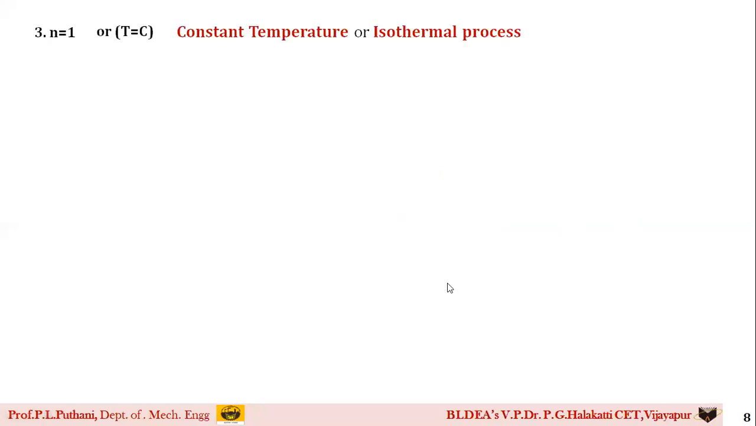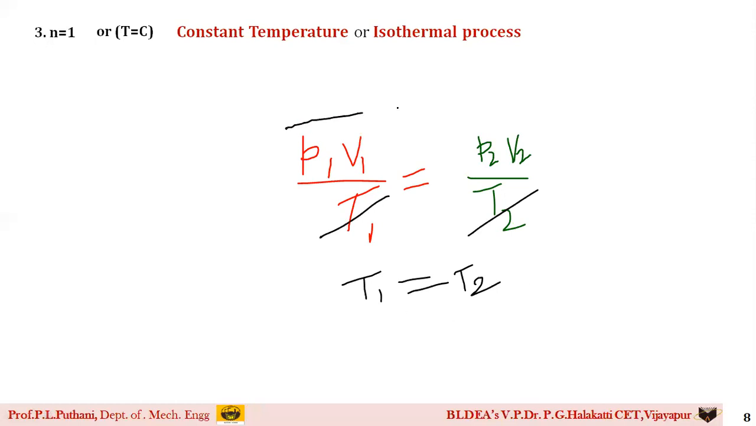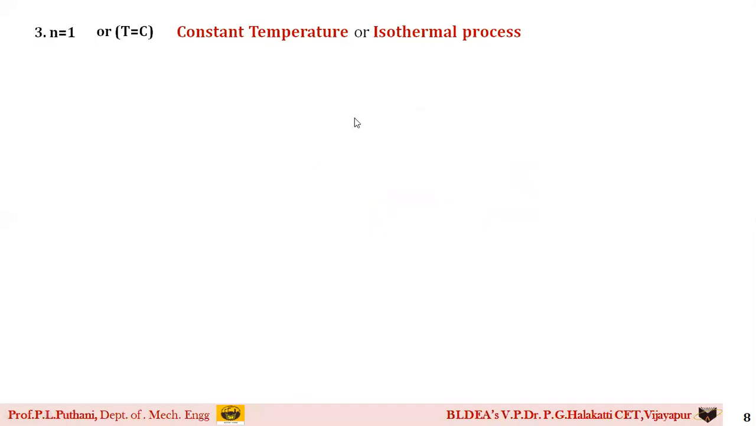So therefore, the PVT relation here becomes the generalized equation. Just now I was saying it was like this: P1 V1 by T1 is equal to P2 V2 by T2, and when T1 is equal to T2, because this is now the isothermal process we are discussing here, it gets cancelled. So the equation you will be getting is P1 V1 is equal to P2 V2. So your PVT relation here is P1 V1 is equal to P2 V2.